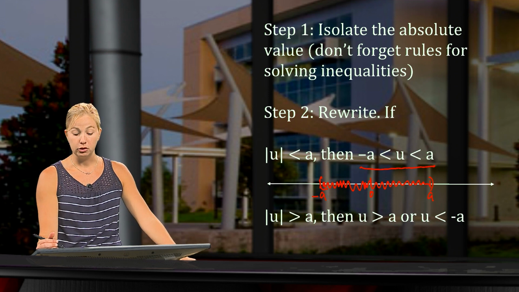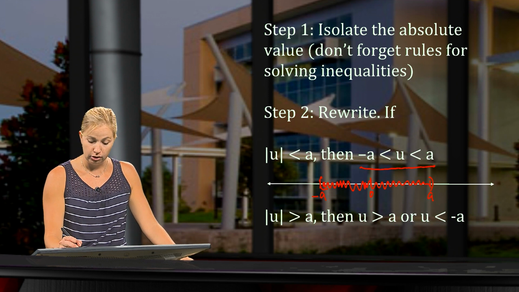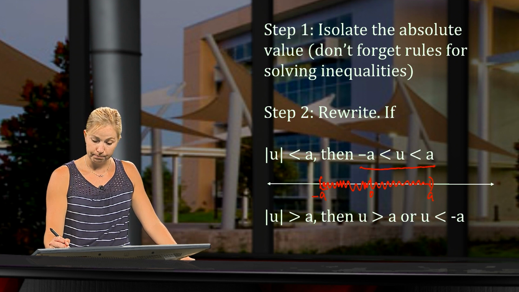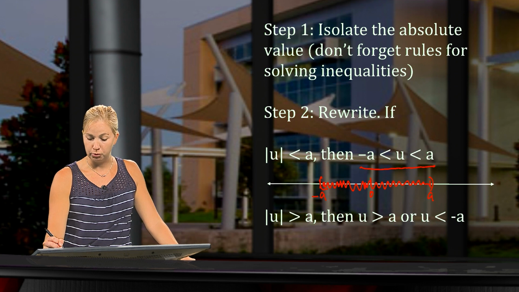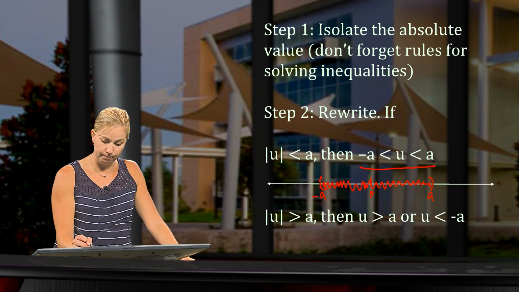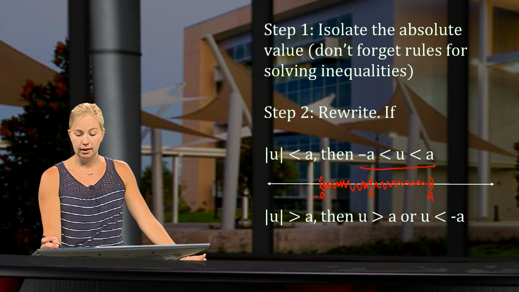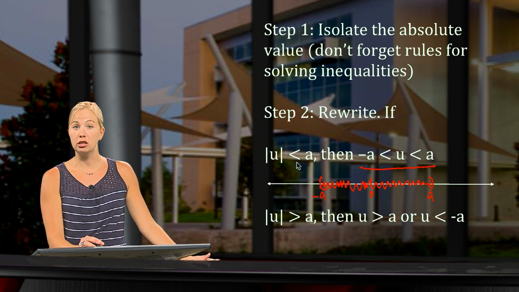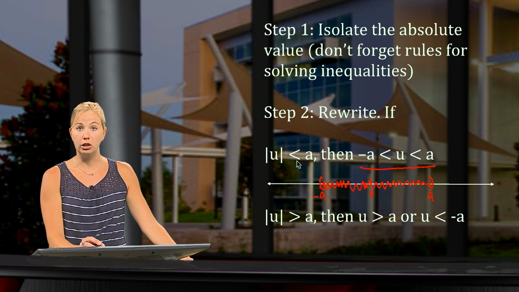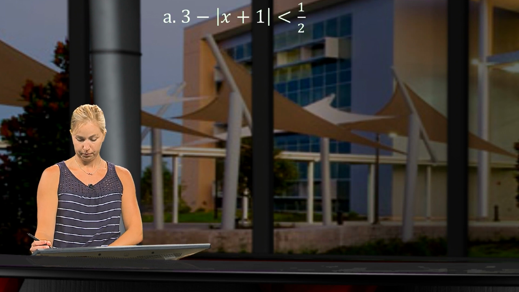If the absolute value of u is greater than a, then u is greater than a, or u is less than -a. Just like before, if this is 0 and we're more than a units from 0, then we are to the right of +a or to the left of -a. And we'll change from parentheses to brackets if it changes from a strictly less than or strictly greater than, to a greater than or equal to, or less than or equal to problem.